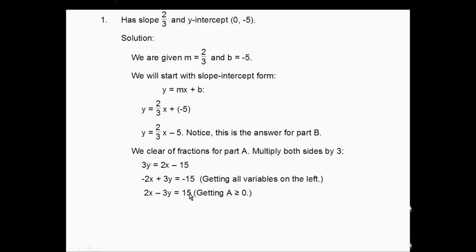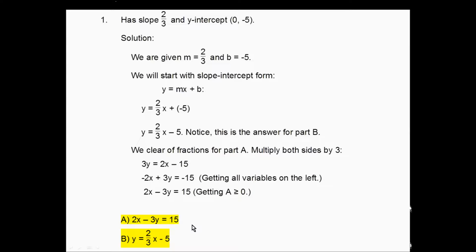That's the answer to A. Remember, back up here we found b. I'm getting it backwards. So there's the answer to A, 2x minus 3y equals 15. There's the answer to B, y equals 2/3 x minus 5. Now again, I really do prefer general form. It has no fractions. It looks a lot cleaner without fractions.